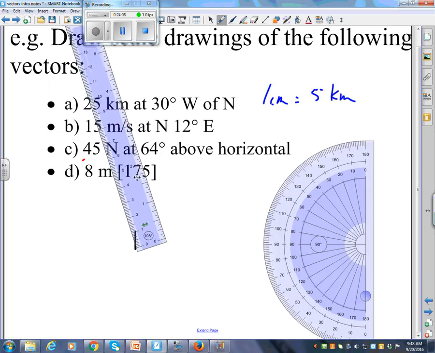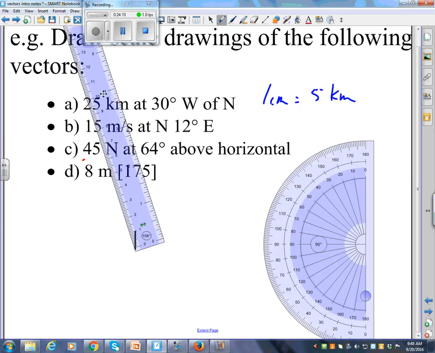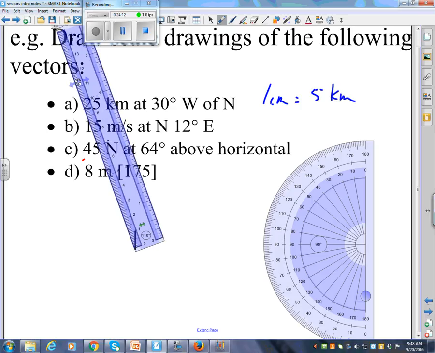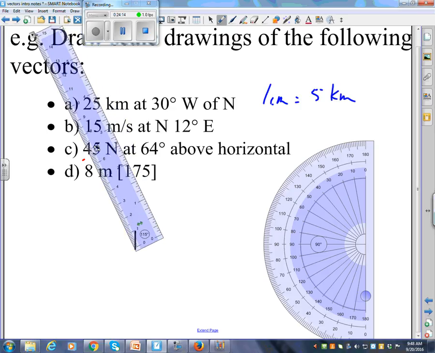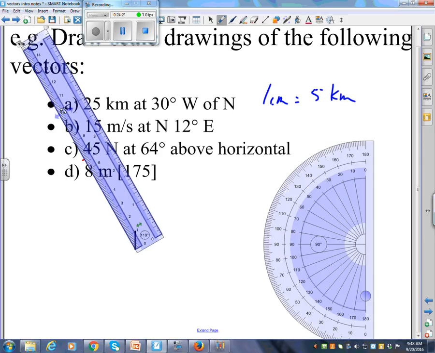Okay, from the bottom. But can you also do like 1 inch is equal to? I prefer centimeters. You can. But we live in a metric society. Okay, so like that. And then we're going to go 1 centimeter equals 5 kilometers, so we're going to go 5 centimeters, right?